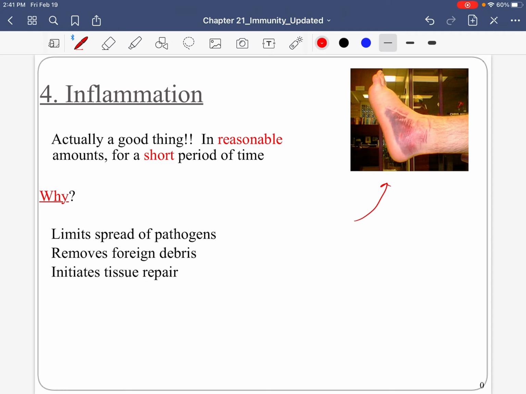However, our body tends to go overboard, and you're probably familiar with the fact that we don't want to have long-term inflammation. So we do a lot to limit inflammation. So while it's good in the short term, we almost immediately want to limit it, okay?